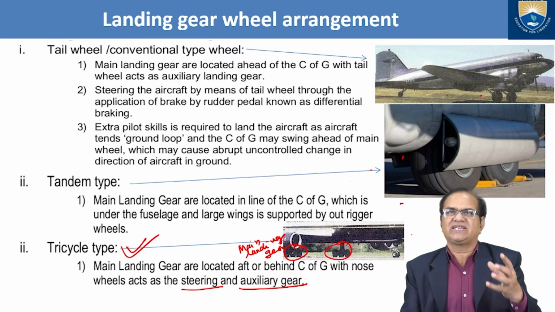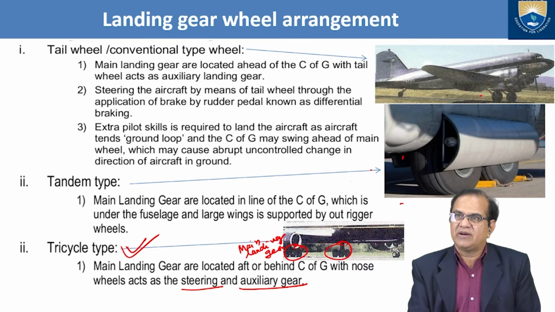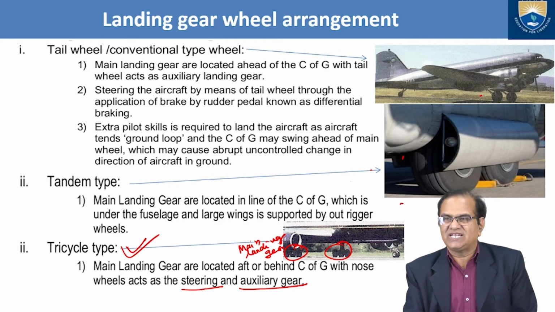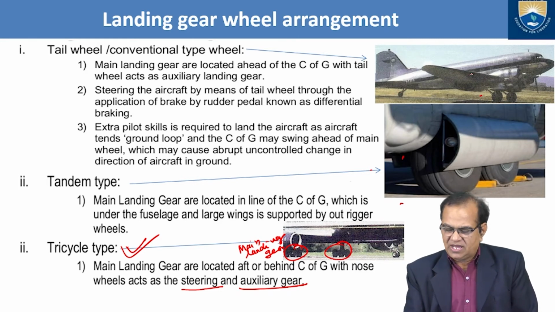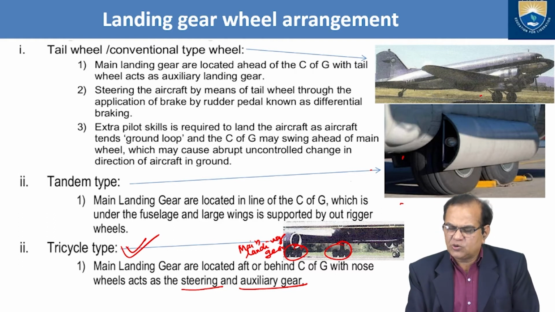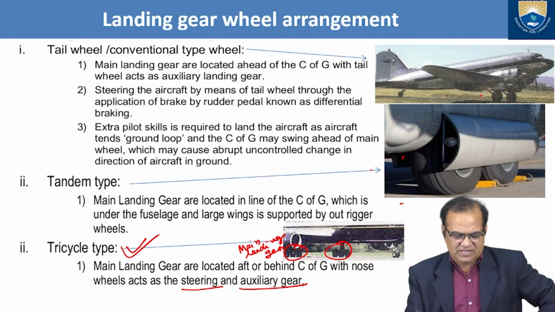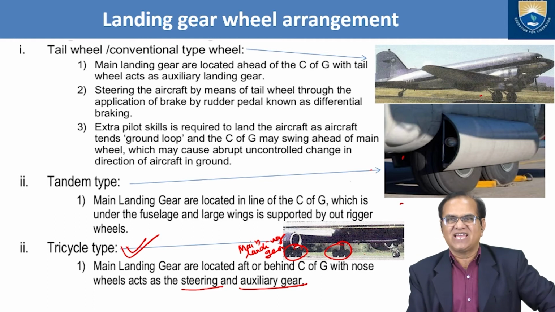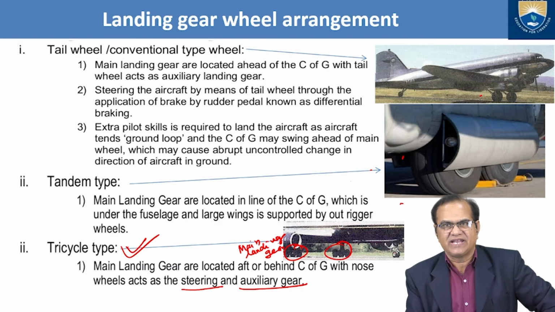So here we have seen the tail wheel or conventional type of wheel. In this, the two front wheels are there and one is the tail wheel. It is not good for many reasons, and mostly nowadays we don't use it. Then we have the tandem, used with two parallel wheels, and the wings are supported by outrigger wheels. And the third one is the tricycle, which uses main landing gears and then nose landing gears.